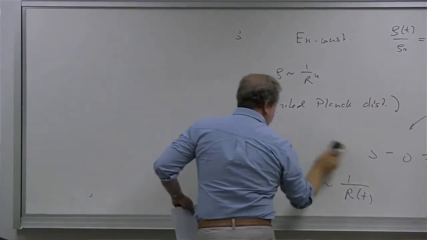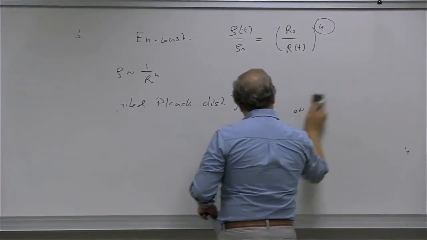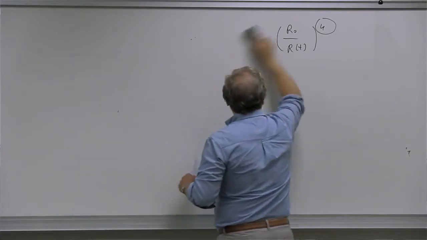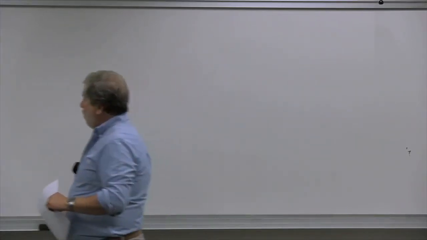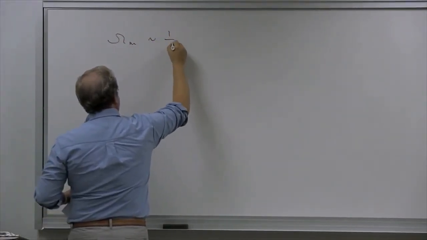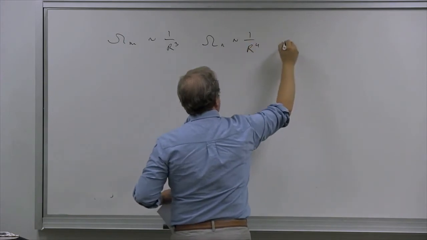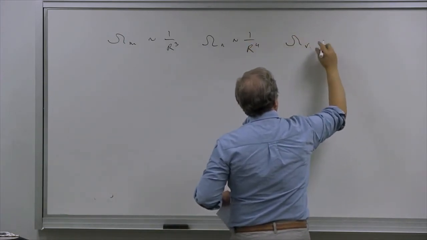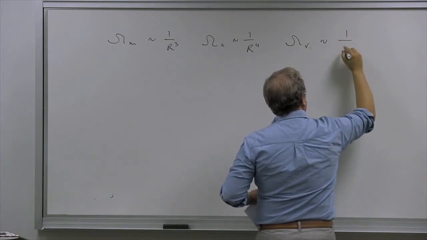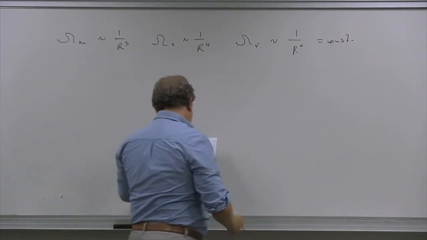So the other thing we know is that they behave differently as a function of the scale factor. From what we discussed previously, we do know that omega m goes like 1 over r cubed, that omega radiation goes like 1 over r to the 4th, and that omega vacuum goes like 1 over r to the naught. Right? 1 over r to the naught is a constant.